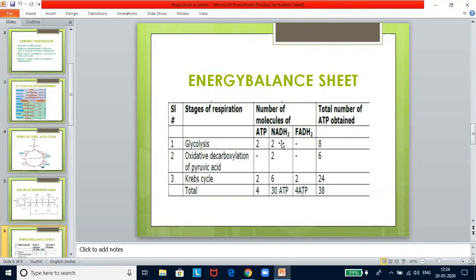That is 2 at the glycolysis stage, 2 in the decarboxylation of pyruvic acid stage, and in the Krebs cycle 6. So 6, 7, 8, 9, 10. So 10 into 3, it is 30 ATP. FADH2 is produced 2, so 2 into 2, 4 ATP. So overall, you will get 4, 30 and 4, that is 38 ATP.